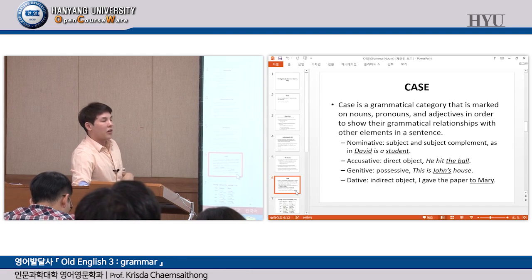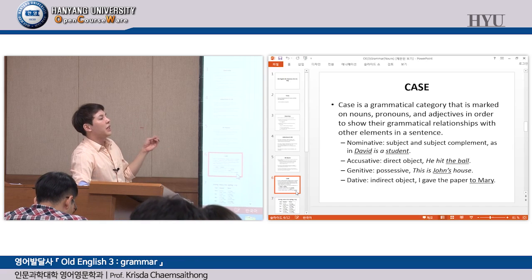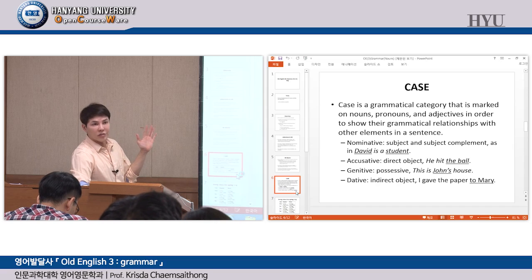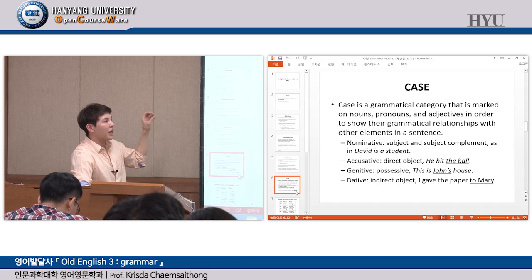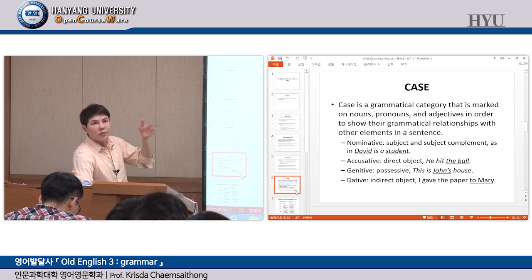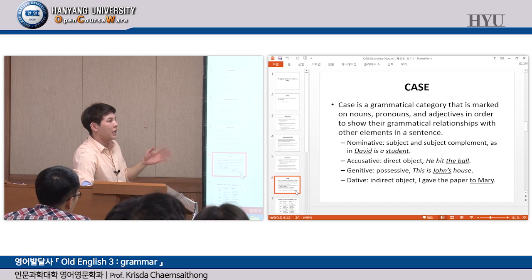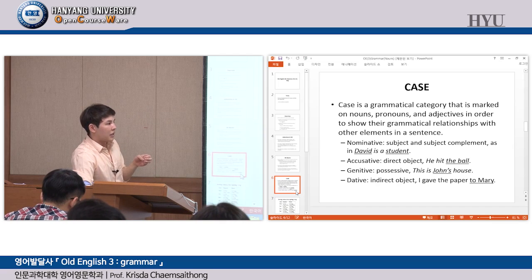Accusative case is the direct object. The direct object case, we call it accusative. So in he hit the ball, the ball is the direct object. You know that, right? The direct object comes after the verb. I killed someone, I ate something, and so on. Hit the ball, so the ball is the direct object, or accusative case.